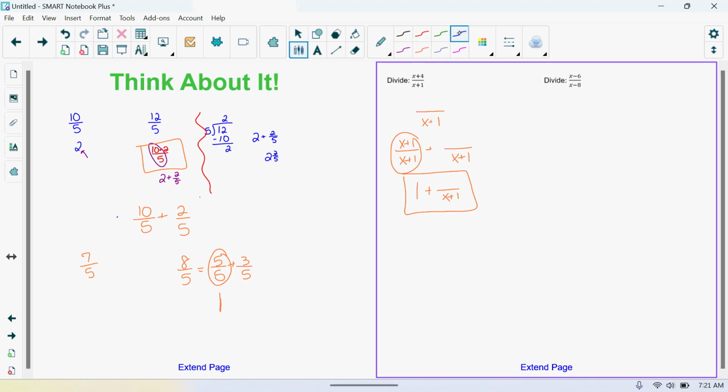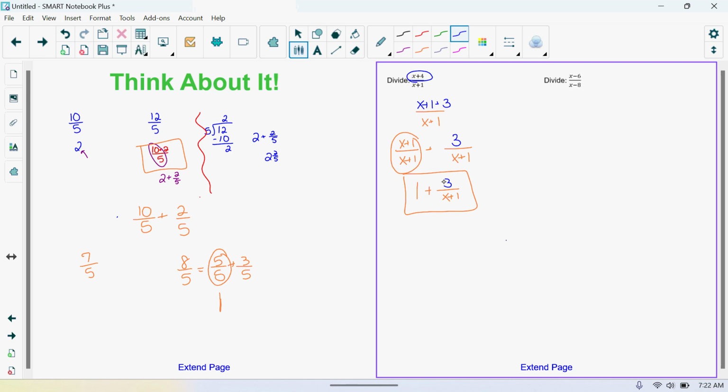So I have an x plus 1. I want to make it x plus 4. So that means it needs to have a plus 3. So this part is plus 3. So my overall answer is 1 plus 3 over x plus 1.